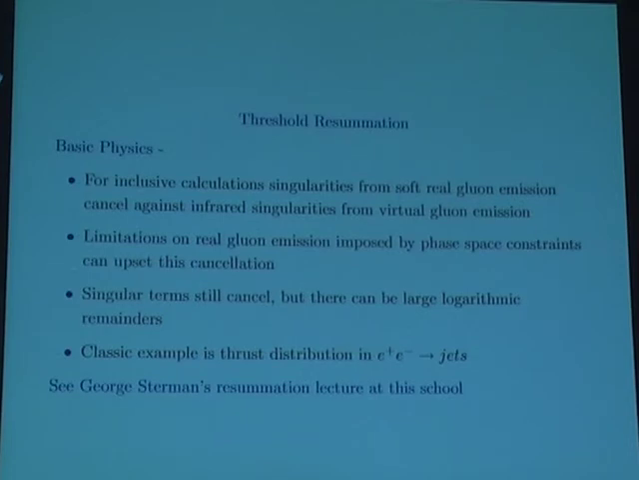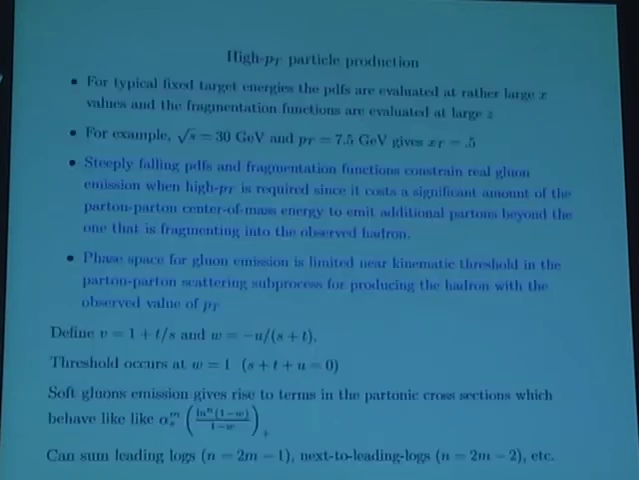The fact that the fragmentation variable is forced to be near 1 means there's not a lot of phase space for gluons to be emitted. So, yeah, the singularity that exists exactly at the end point of z equal 1 will still cancel appropriately with the corresponding singularities in the virtual diagrams. But there can be large logarithmic remainders coming about from these soft gluons. The classic example of this is e plus e minus going to jets, looking at what's called a thrust distribution. George Sterman is going to be talking about such resummation later on in the school.